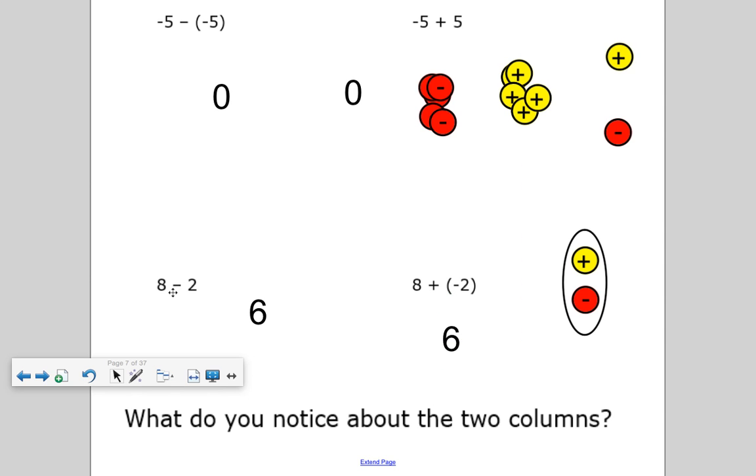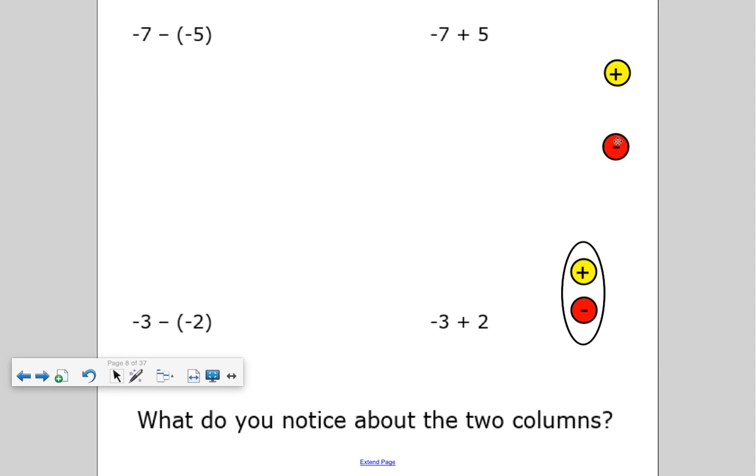How can I rewrite this? So what do you notice about the two columns? They both have the same value. What I noticed, they both started with an 8. They both start with the same number. This one has subtraction. This one has addition. This has a 2, while this has a negative 2. This has a negative 5, and this has a 5. Can you surmise any rules, your own rules yet? Let's try some more examples so you can.